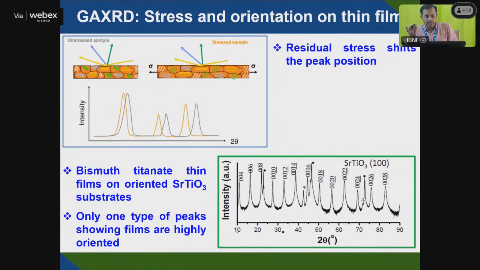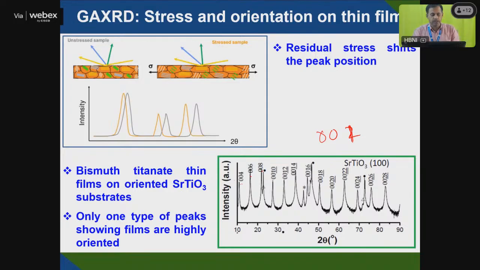So if you have a highly oriented structure, you can see that this is a bismuth titanate structure, a strontium titanate structure. There you can see all the 004, 006, 008 peaks. So all are a family of 002 peaks, or 001 peak families. So the higher order planes you are able to see, 004, 006, 008, are higher order planes of 002 or 001. That means that the crystal is highly oriented in one direction.